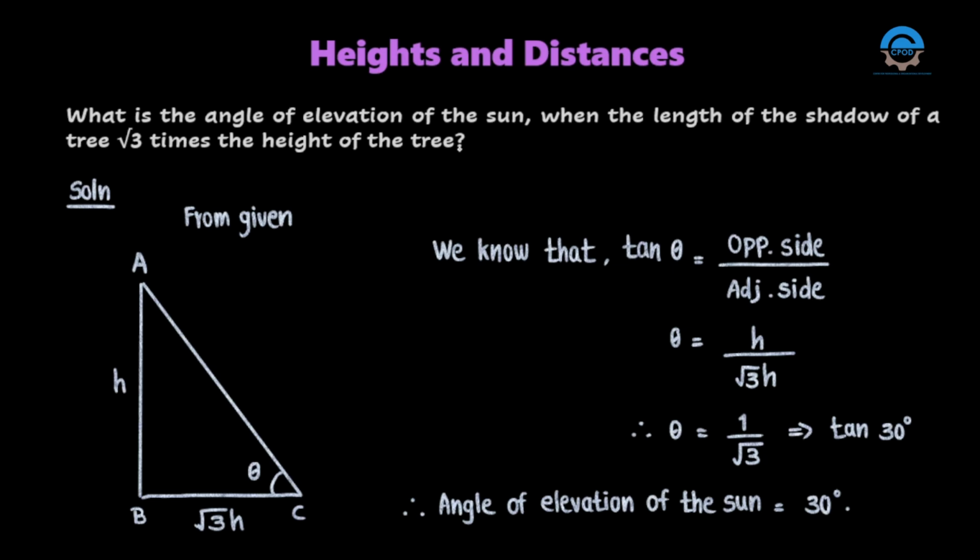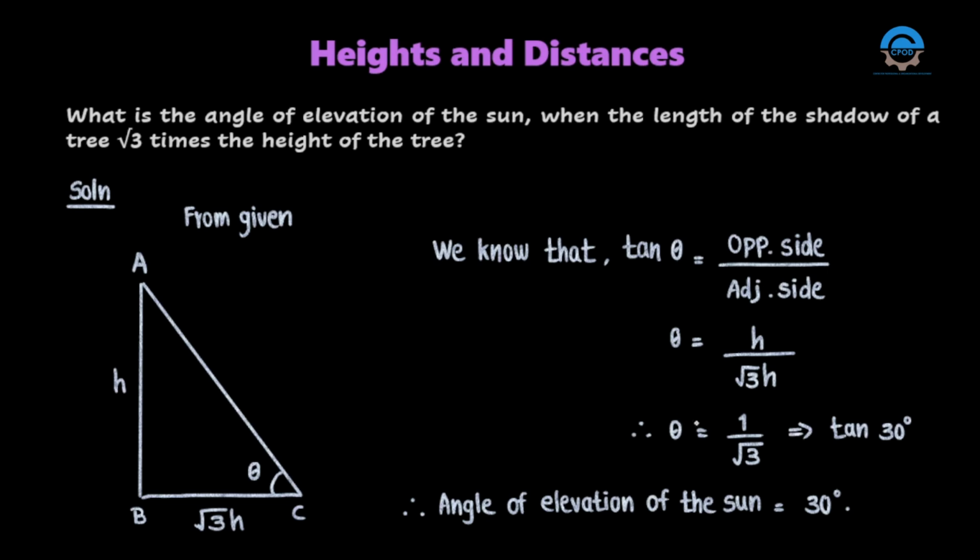We know that a tree stands in vertical direction. So here we are taking AB as the tree and its height is h. And the length of the shadow is root 3 times the height of a tree, that is root 3 times h. Here it is the angle of elevation, that is theta. Here we have data for opposite side and adjacent. So we are taking tan theta here. Tan theta is opposite by adjacent. And the opposite side value is h and adjacent is root 3 h.